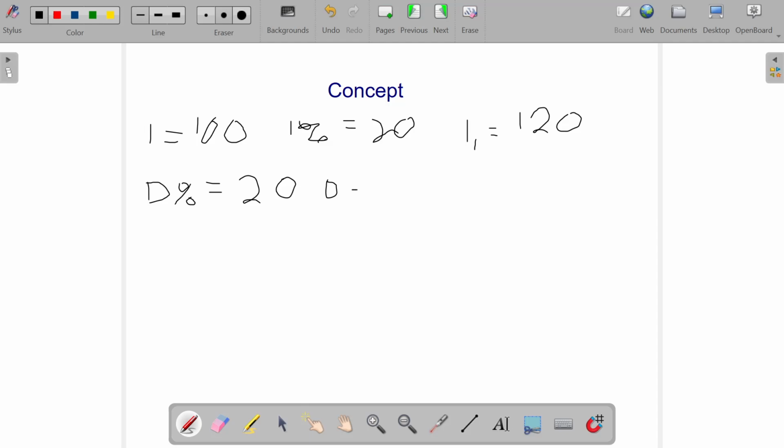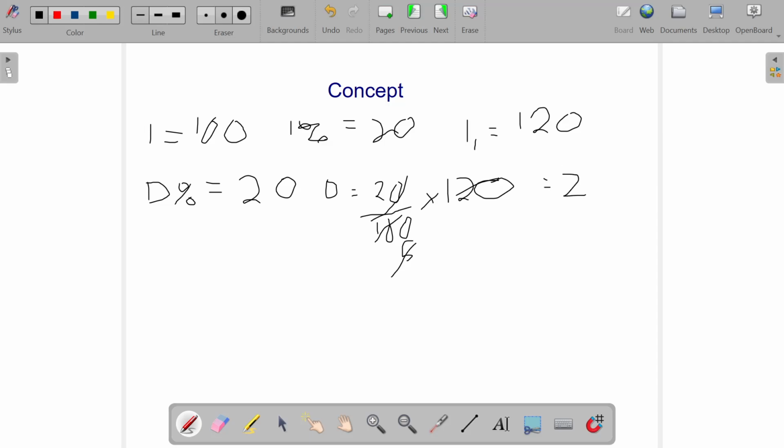20% of 120. So decrease is 20% of 120, which is nothing but 20 divided by 100 into 120. So 20 and 100 we cancel, we get 5, and 120 we cancel by 5. How much do we get? 24.